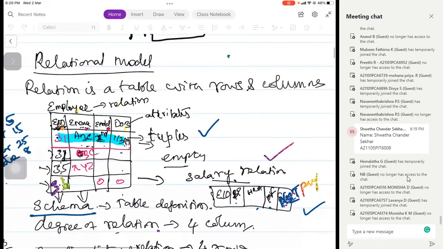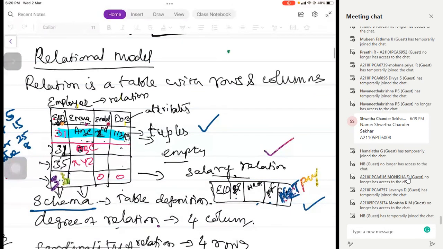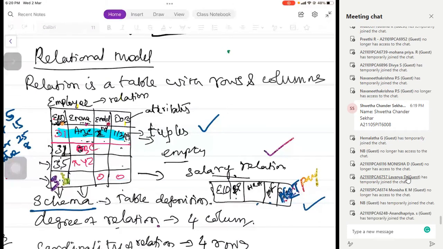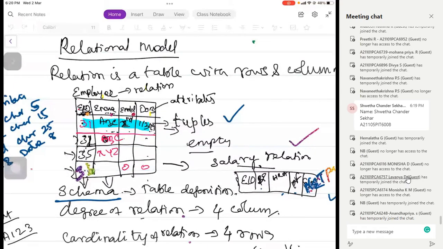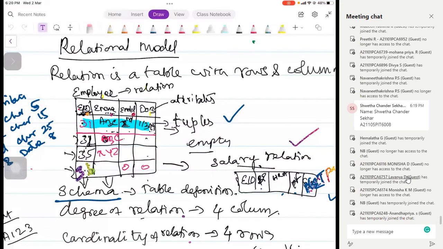Okay, next. A relation is a table with rows and columns. Here, for example, an employee table, with employee ID, employee name, employee address, date of birth. Isn't it? See here, employee ID and employee name.